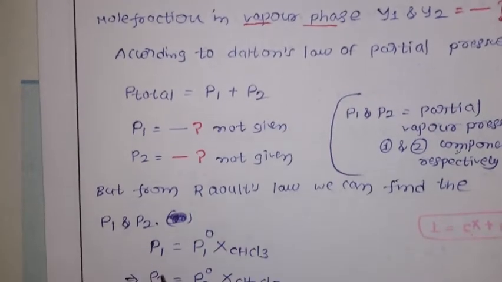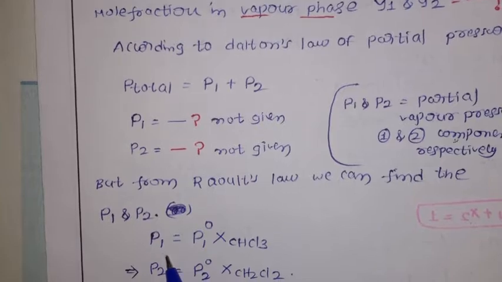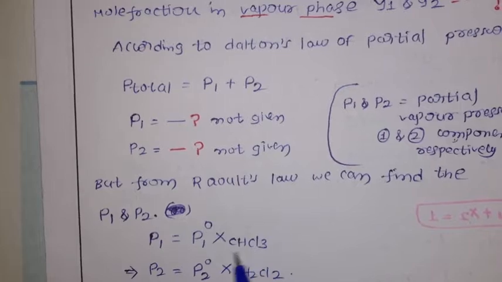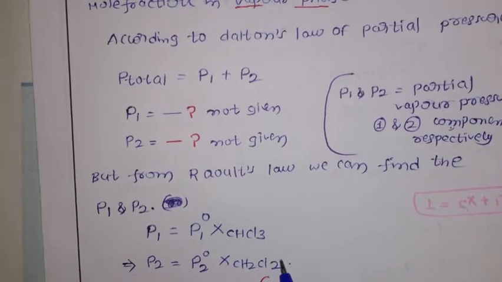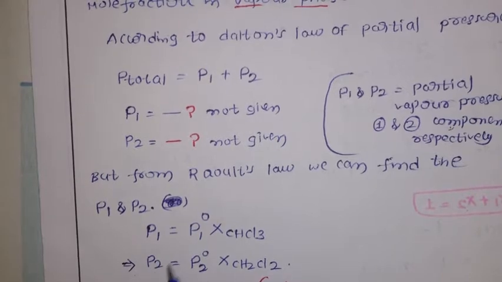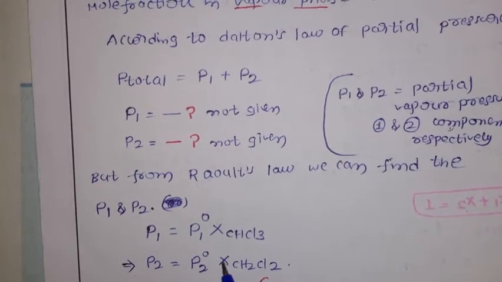Raoult's law. Now what is the first component? Partial pressure P1 equals P1 naught into mole fraction of chloroform. So now you have to come to know the mole fraction of chloroform and the mole fraction of dichloromethane. If you know both, you can calculate P1 and P2. Why? Because P1 naught is already given, P2 naught is already given.